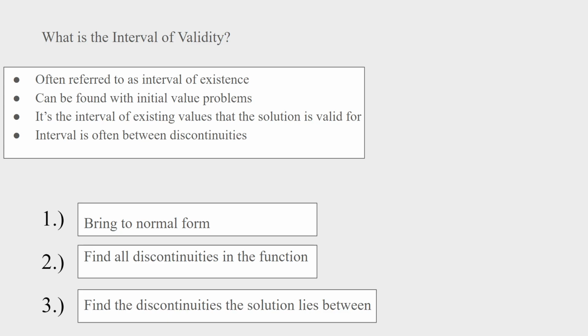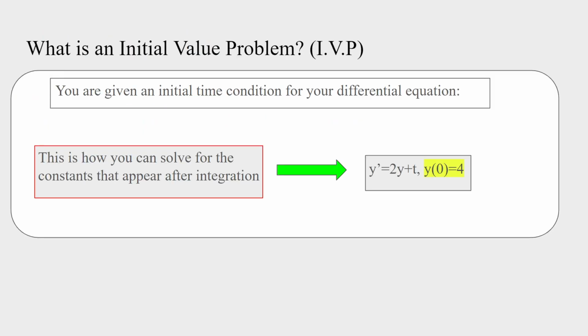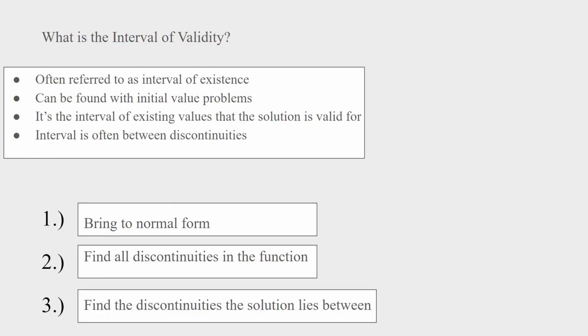Think of it like a number line of discontinuities. For example, since y of 0 is equal to 4, you're going to find which two discontinuities 0 is in between. There are three ways to do that. Chronological steps. Or it's one way to do it, but it's the only way to do it. There are three chronological steps to it. Bring it to normal form. Find all discontinuities in the equation. I don't know why I wrote function. It should be the equation.